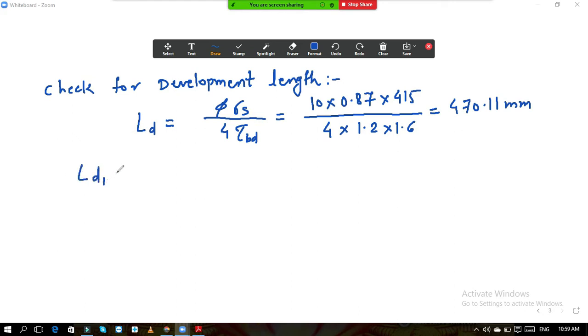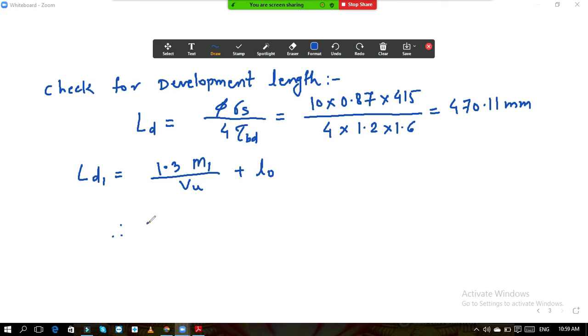Now LD1 is equal to, what is the formula? It is 1.3 M1 upon VU plus L0. This is the formula. So you know all the terms in this formula now.